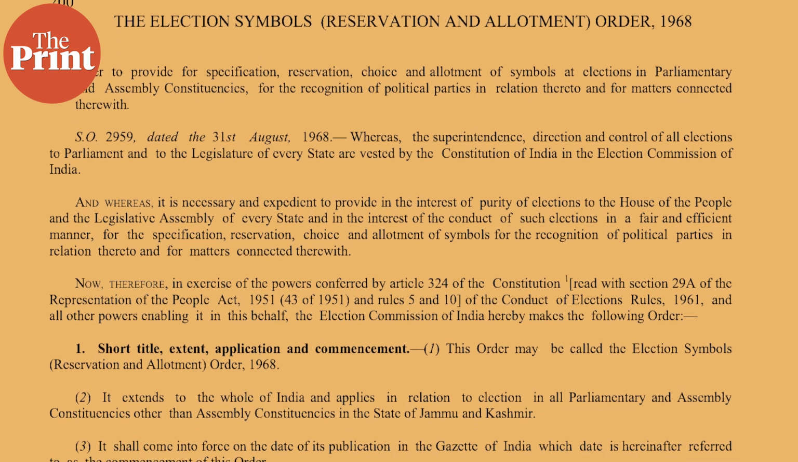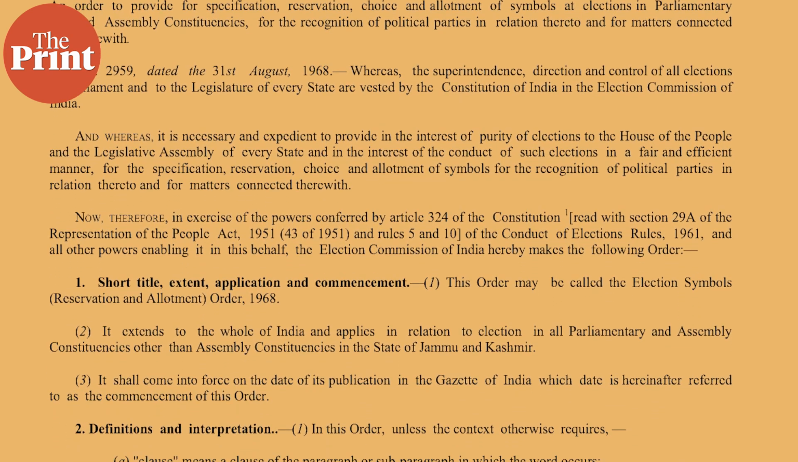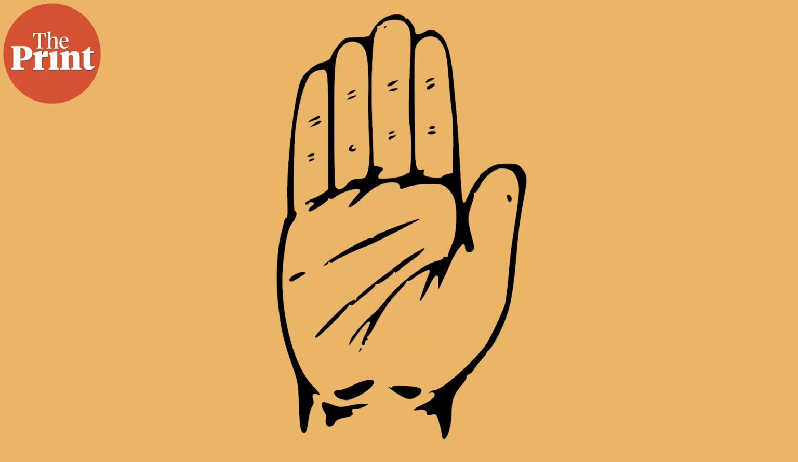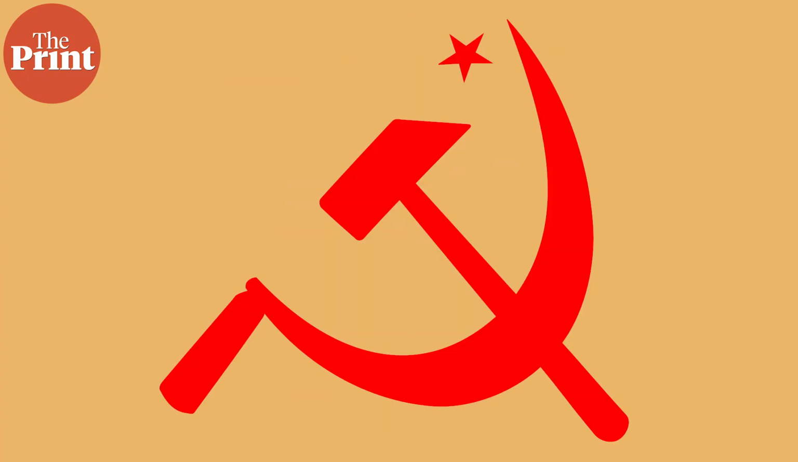Now, let me tell you a little bit about how the reservation and allotment of election symbols actually happens. As per this 1968 order, symbols are either reserved or free. A reserved symbol is one that is reserved exclusively for recognized political parties to contest elections. Around 7 to 8 national parties and 64 state parties across the country have these reserved symbols. For example, of course, BJP's lotus, Congress's hand, and CPIM's hammer, sickle and star. As for free symbols, there's a long list of those too, some very interesting ones as well.